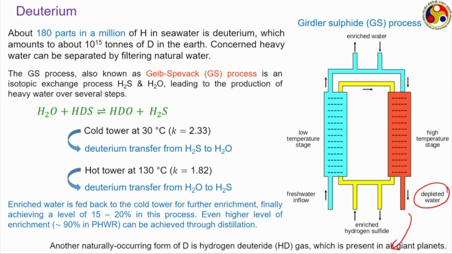Another naturally occurring form of deuterium is hydrogen deuteride gas, which is present in all giant planets like Jupiter, Saturn or Neptune. But that is beyond the scope of the present discussion. If you are interested, you can go to the net and search about this one. In the earth atmosphere, the amount of hydrogen deuteride is negligible, but it is definitely significant in several other planets.